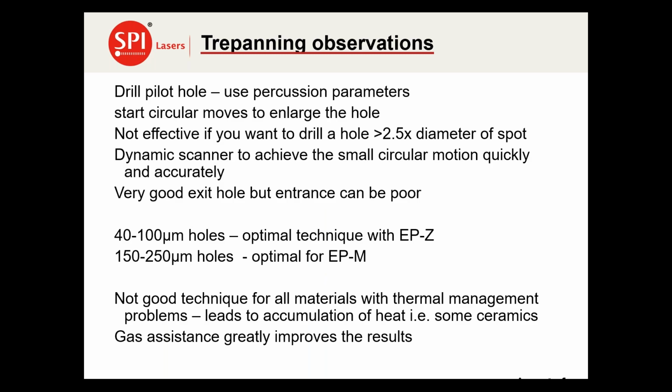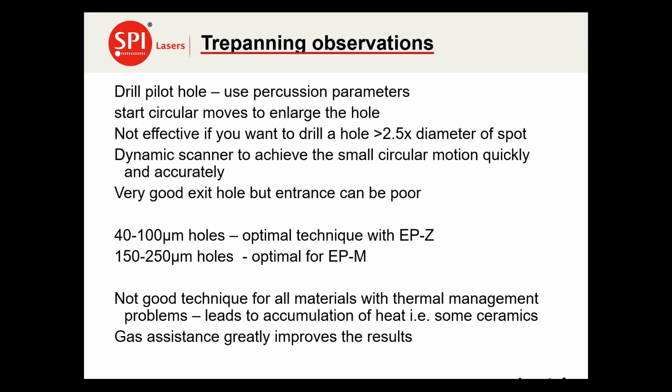What we have to do is basically drill a pilot hole, typically using percussion parameters, and then start moving the beam in circular motions to enlarge the hole. It's not a very effective technique if you want to drill a hole that's more than 2.5 times the diameter of the spot. You need quite a dynamic scanner to achieve the small circular motions quickly and accurately. But what you do get is very good hole exits, but the entrance can be a little bit poor. Typically, we're seeing this technique being able to generate 40 to 100 micron holes with the EPZ, which is a 1.6 M squared laser, M squared of 4, up to about 250 microns. It's not necessarily a good technique for all materials.